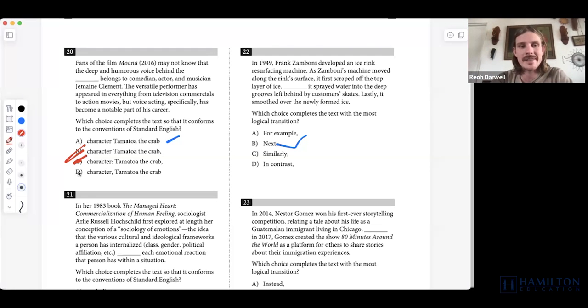And then finally, D, this is the one that many of us maybe fell for. D separates our subject, our important noun, the character Tamatoa the crab, to suggest that part of it is necessary and part of it isn't. But we can't separate this from each other. They are the same thing. To put a comma between it would be to separate it. Therefore, our only answer choice is A.